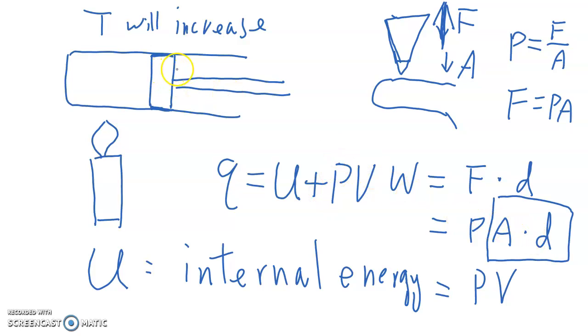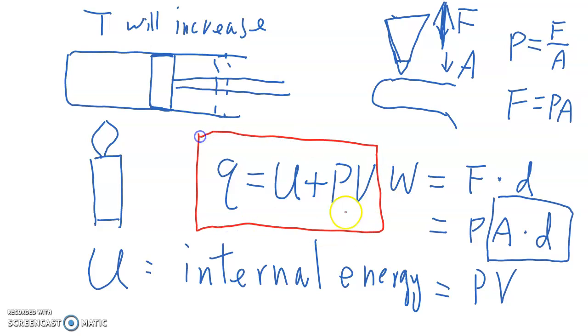And we just described how we get P times V, because we have the pressure and it pushes the piston to the right side, and when it moves to the next position, we have an increase in volume. So let's remember this and write it down now. Q is equal to internal energy plus P times V, where this is the work.